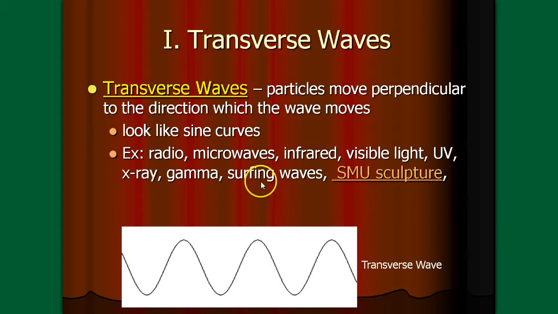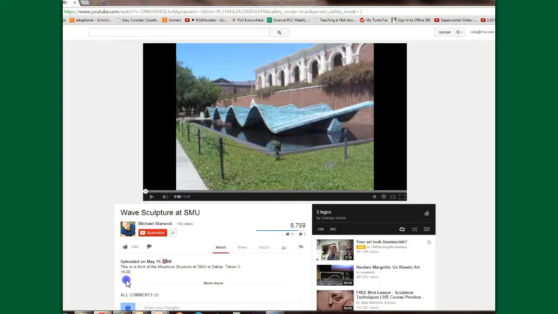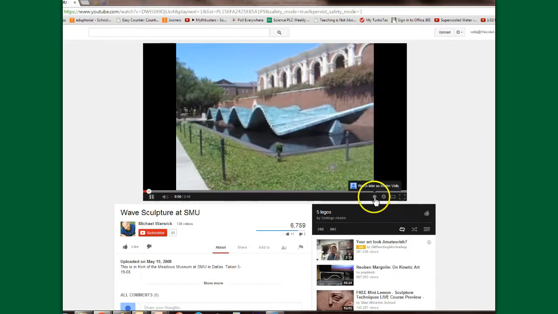But waves on the water are also examples of transverse waves. The waves are moving outward on the pond, whereas the individual water molecules are moving up and down. And then this sculpture here is a good example of a transverse wave. It looks like this.